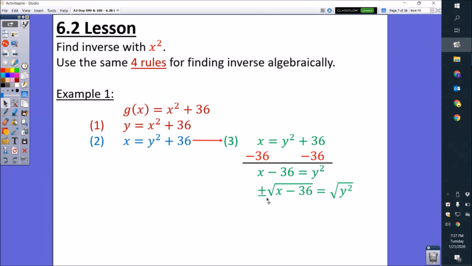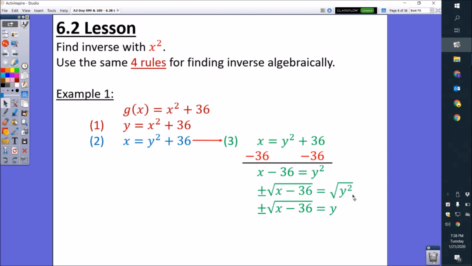But again, since I had x minus 36 on the left side, two parts, if I'm going to square root the left side, I'm going to have to square root the whole left side, as you can see here. And again, the reason I'm doing the square root is so that I can get rid of the square. So when we do the square root of y squared, and I repeat, the square root of y squared, then we're just going to end up with y on the right side.